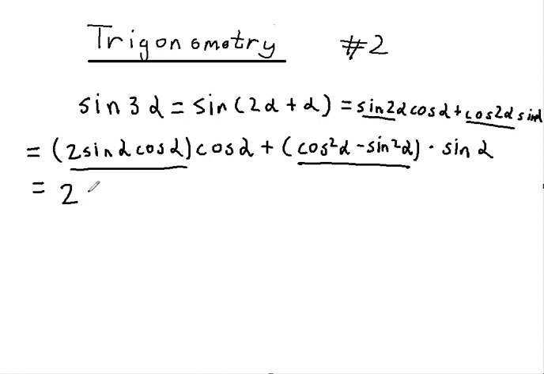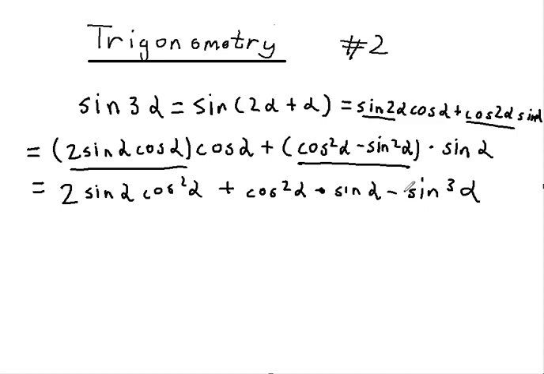So we can simplify this to 2 sine alpha cos squared alpha plus cos squared alpha times sine alpha minus sine cubed alpha. Yeah, I think that's it.